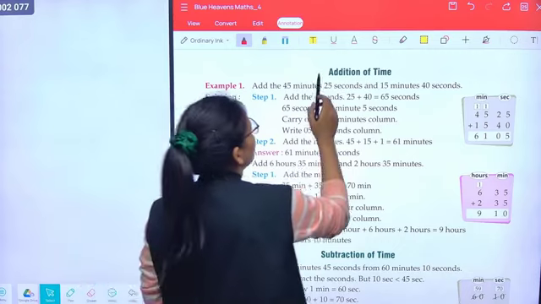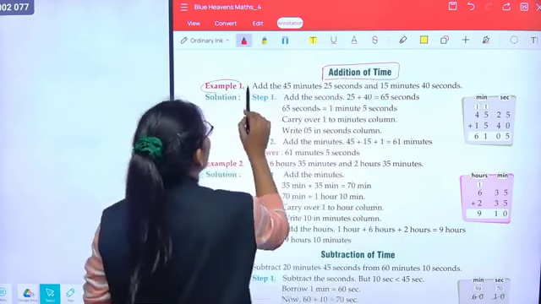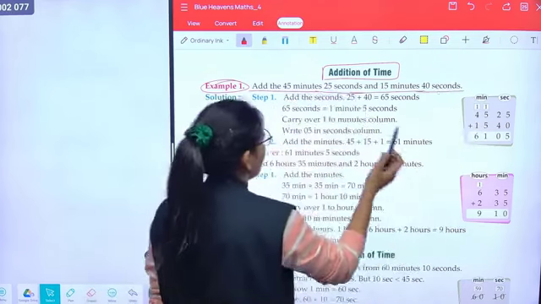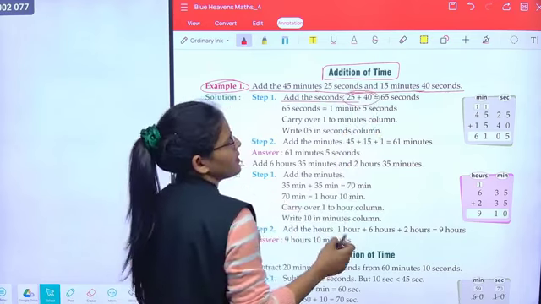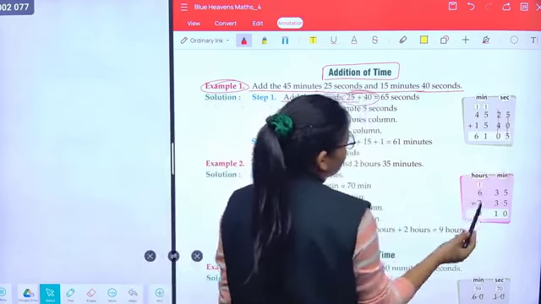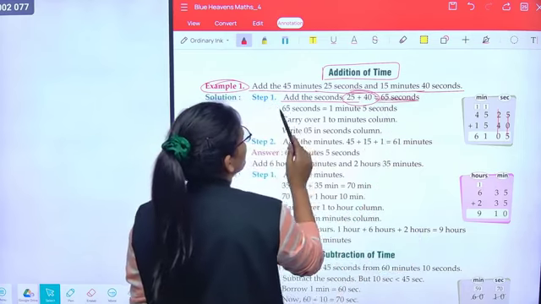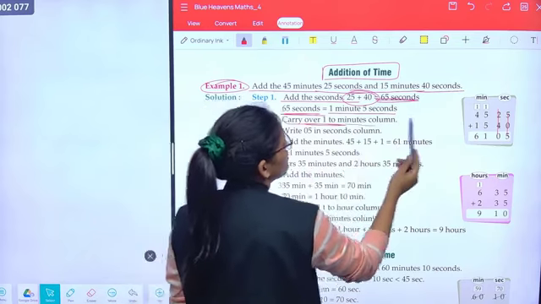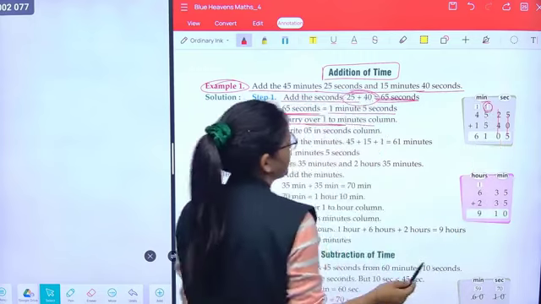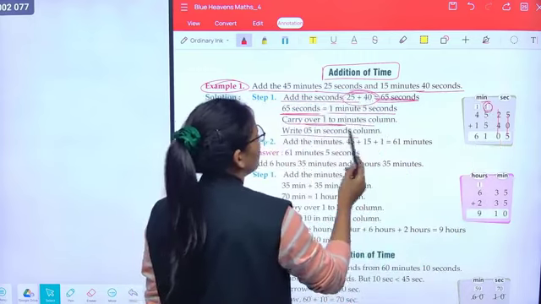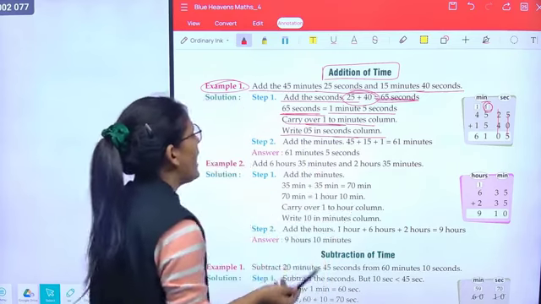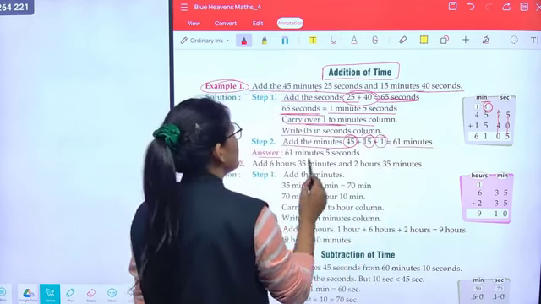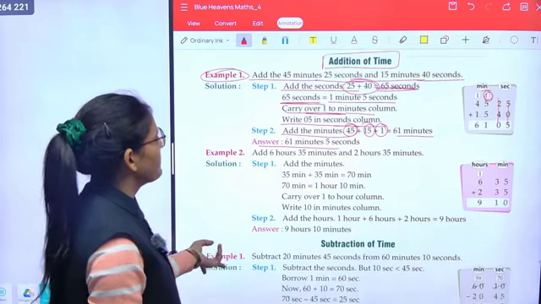Now, students, addition of time. Example number 1. Add the 45 minutes 25 seconds and 15 minutes 40 seconds. So, add the seconds firstly. 25 plus 40, see, 65 seconds. So, 60 seconds is 1 minute, 5 seconds. So, carry over 1 minute to the minutes column. See, write 5 in the seconds column. Add the minutes 45 plus 15 plus 1, 61 minutes. Answer 61 minutes 5 seconds. Okay.